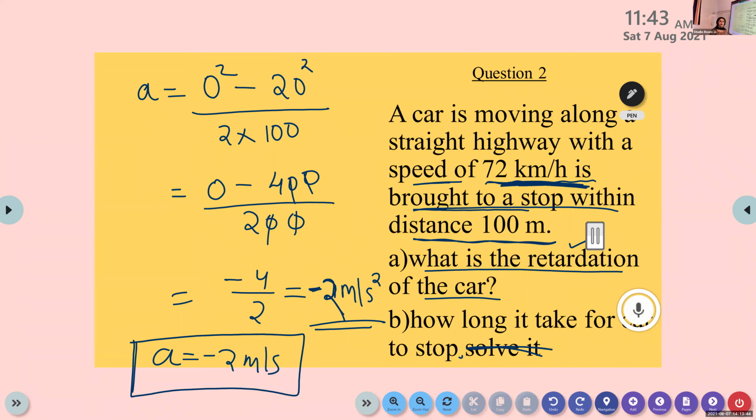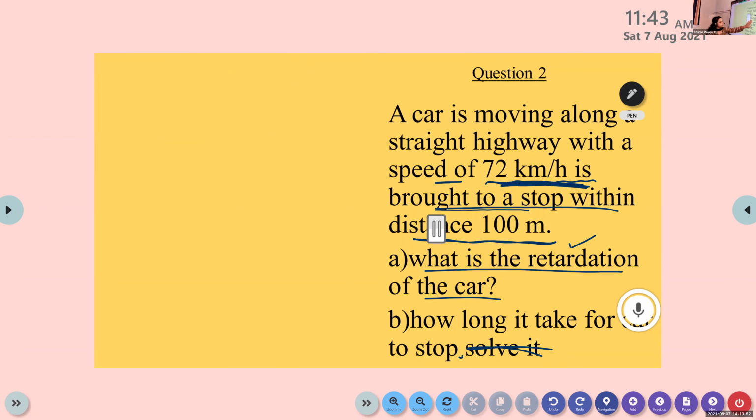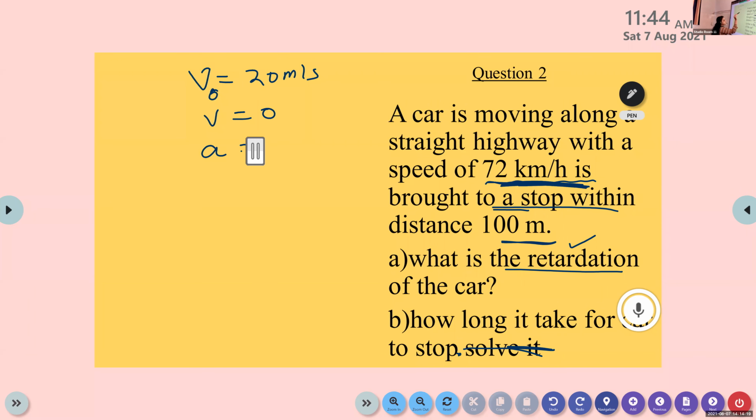Then the next question: how long will it take for the car to stop? That is, what about the time taken by the car to stop? So here we get the final velocity v is equal to 0. Initial velocity u zero is equal to 20 meter per second. And here the acceleration a is retardation, it is negative 2.